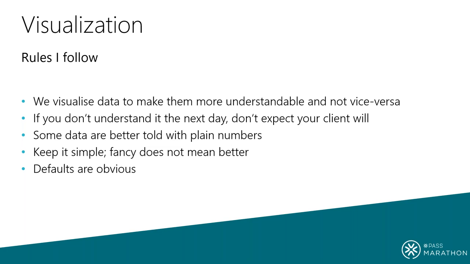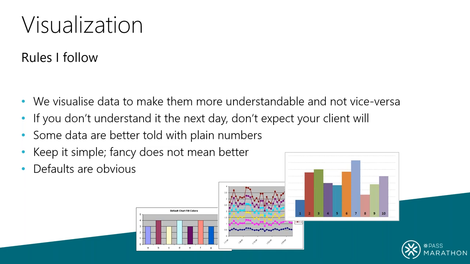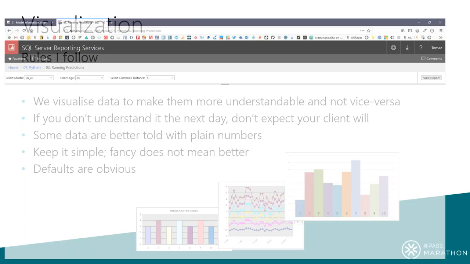And of course, defaults are obvious. What I mean by that is this. I've seen a lot of Excel charts with default colors, default backgrounds, default chart types and everything. Those are obvious. If you go back to Excel 2000, you will immediately recognize this one, and with the last Excel, this one. Not that I'm saying anything's wrong with Excel. It might be R, it might be Python, but just invest a couple more minutes into finding the right solution. I'll quickly jump to my main reporting services.